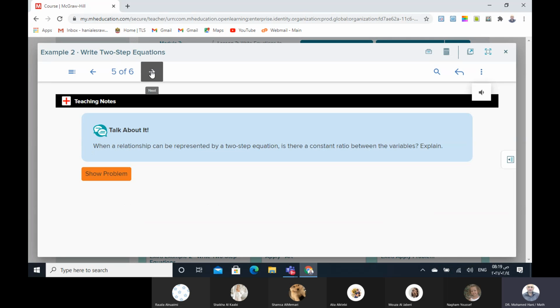So when a relationship can be represented by a two-step equation, is there a constant ratio between the variables? Yes, we have a relationship between the two variables because we have input and output, and we have a rule between them. When I have any value for the input, I use the rule between input and output to get the output. The name of this rule is the equation.